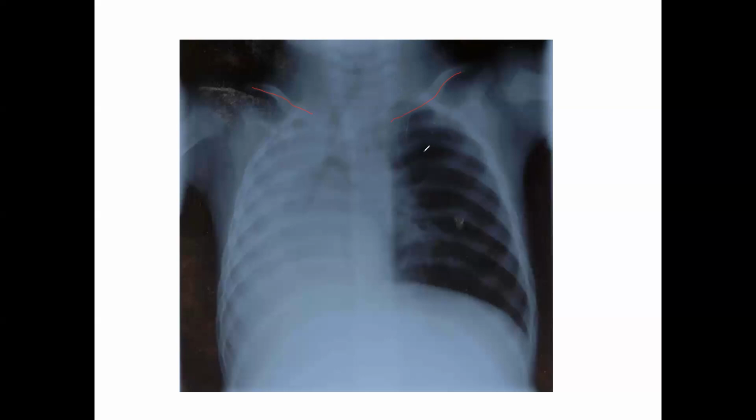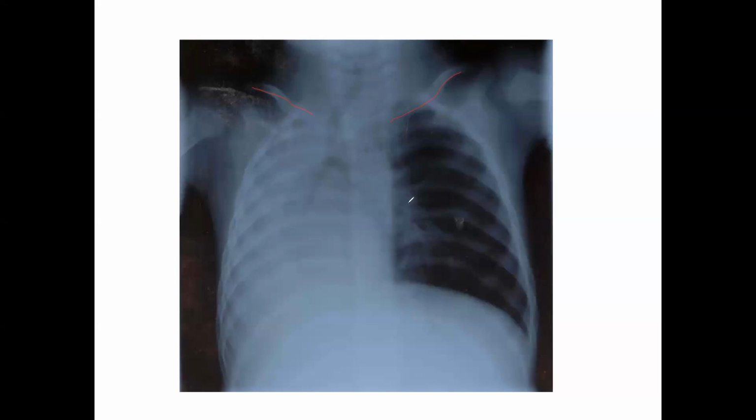On a decently exposed chest X-ray film, you should be able to see the spinous processes throughout the cervical and thoracic vertebrae. You should also be able to make out a good cardiac silhouette. Now, there's some pathology going on in this chest X-ray, so we'll look at it again.